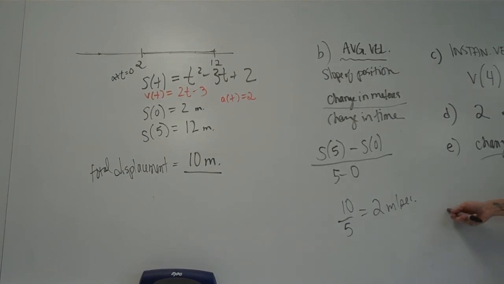Because if it's positive when I'm moving right and negative when I'm moving left, for that split moment when I change direction, the velocity is going to be 0. So I'll set velocity equal to 0 and get 1.5.